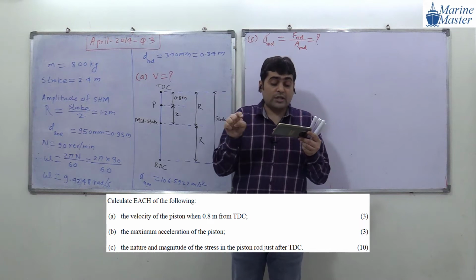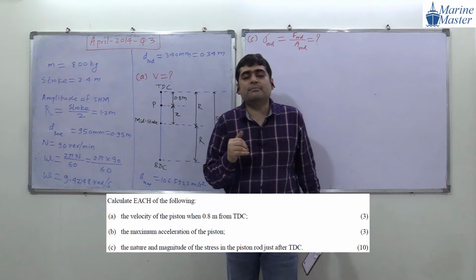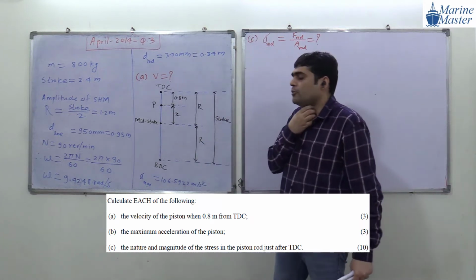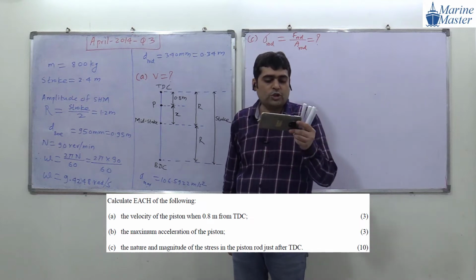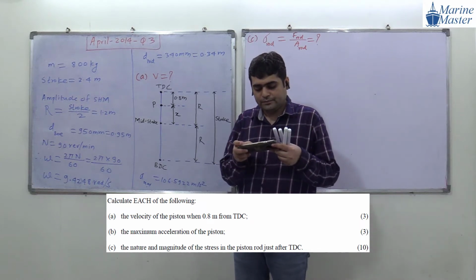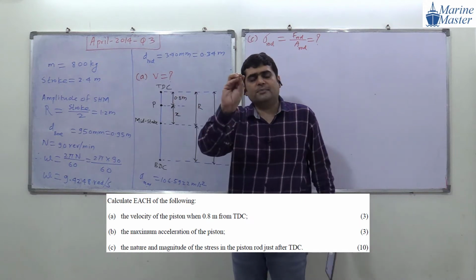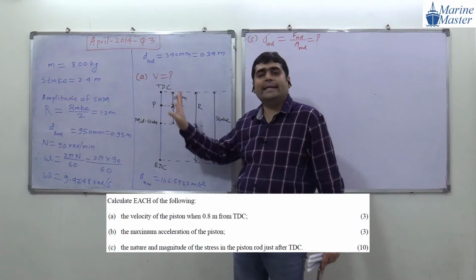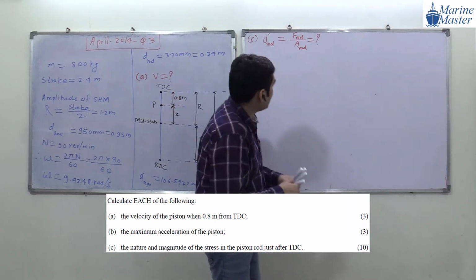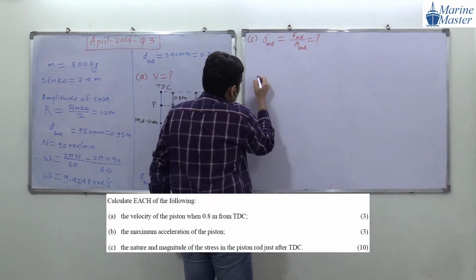And we have to find out nature and magnitude of the stress in the piston rod just after TDC, guys. What is the meaning of just after TDC? What will be the position of piston here? Approximately at TDC. Try to see the scenario here. I am going to draw the drawing of piston here. This is a piston here.